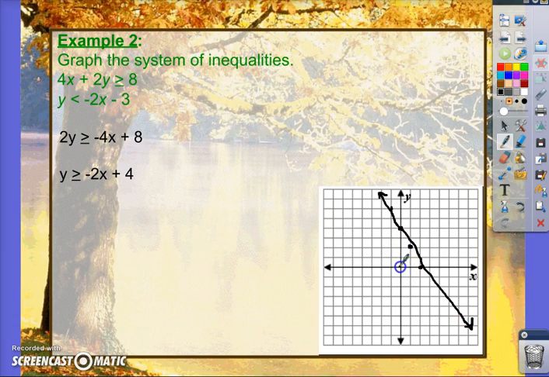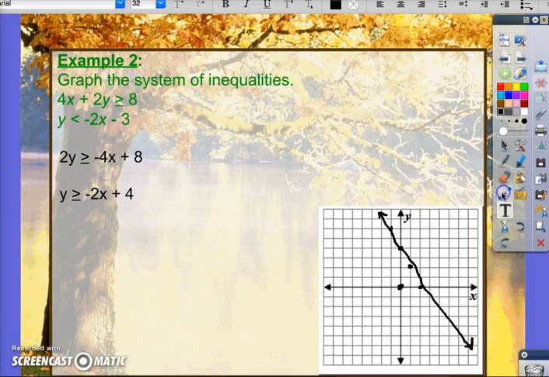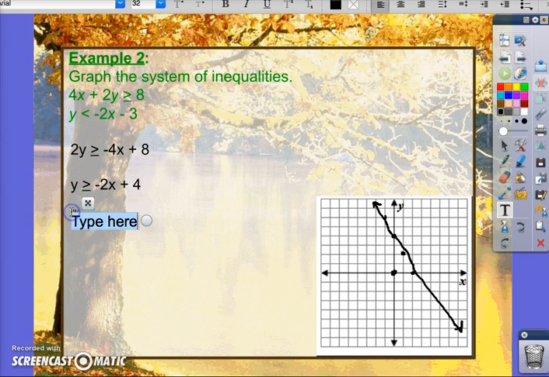And I want to test a point. I'm going to test 0, 0. I can use 0, 0 because it's not on the line. So let's test 0, 0. And I'm going to test it back in with the original. So I get 4 times 0 plus 2 times 0. Oops.